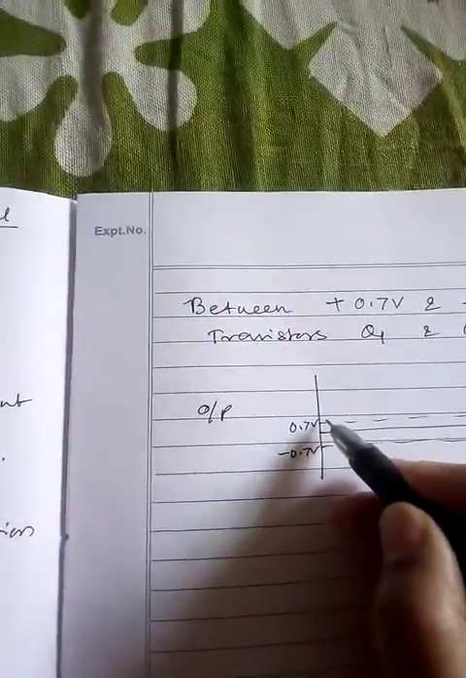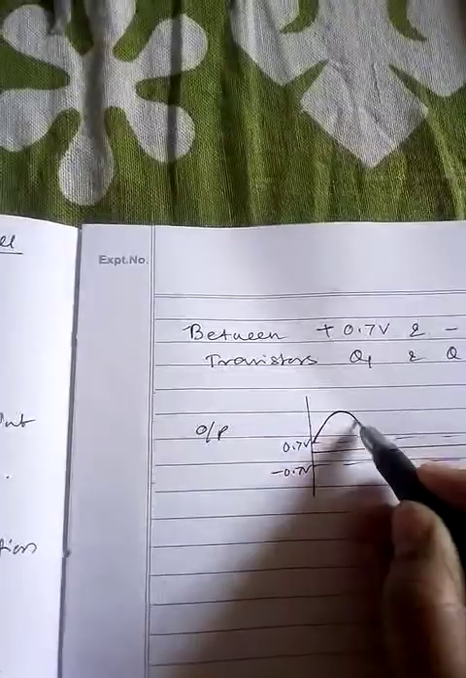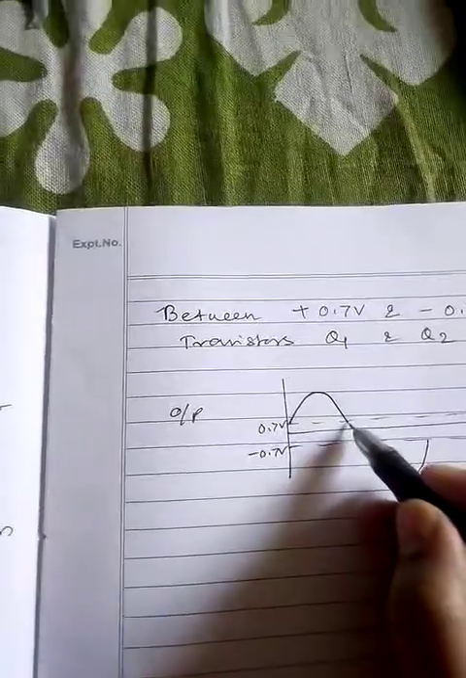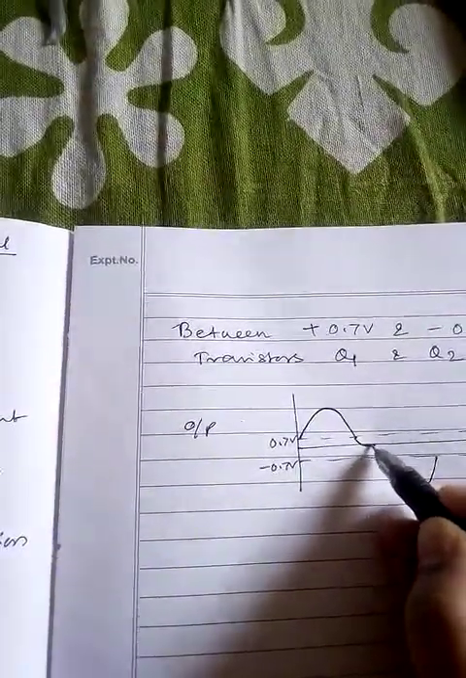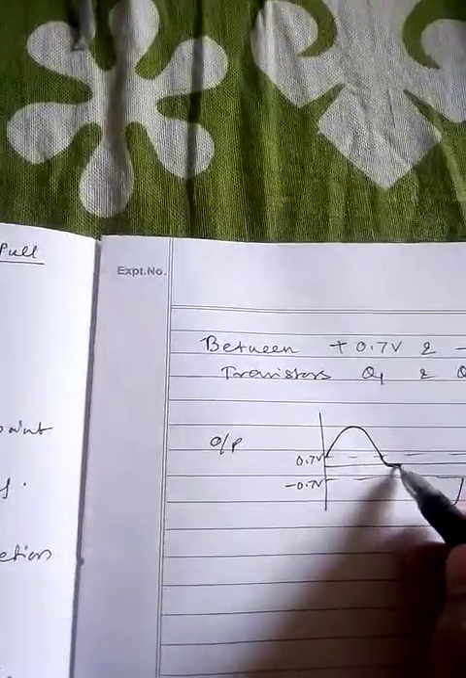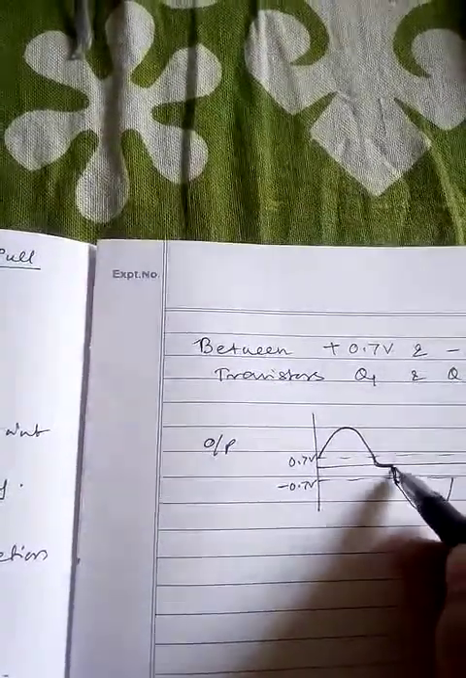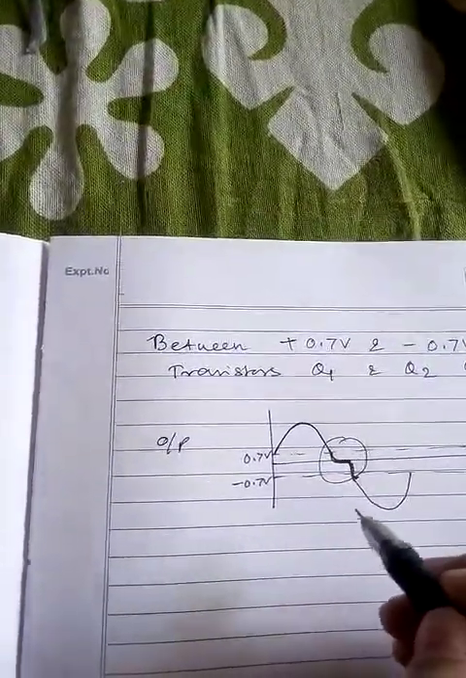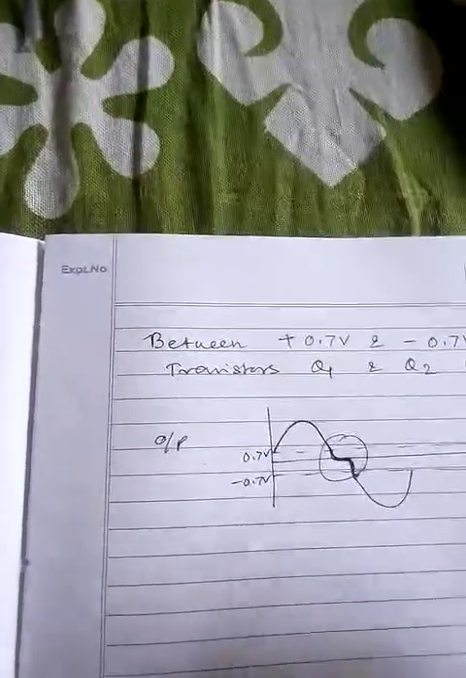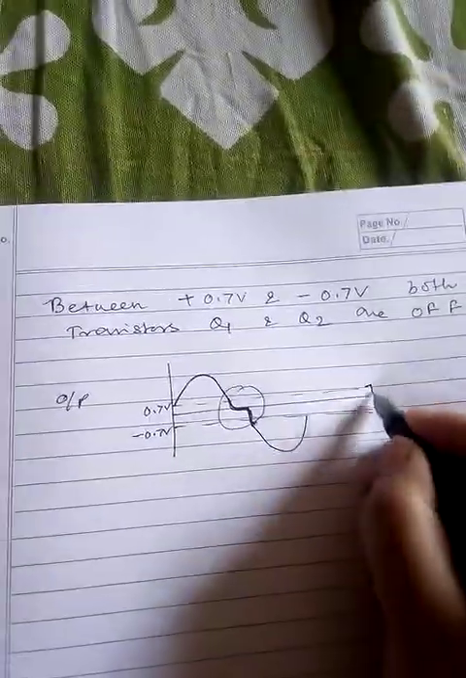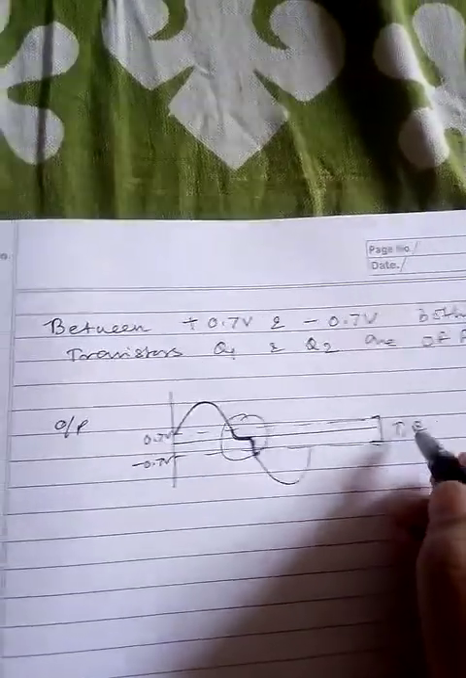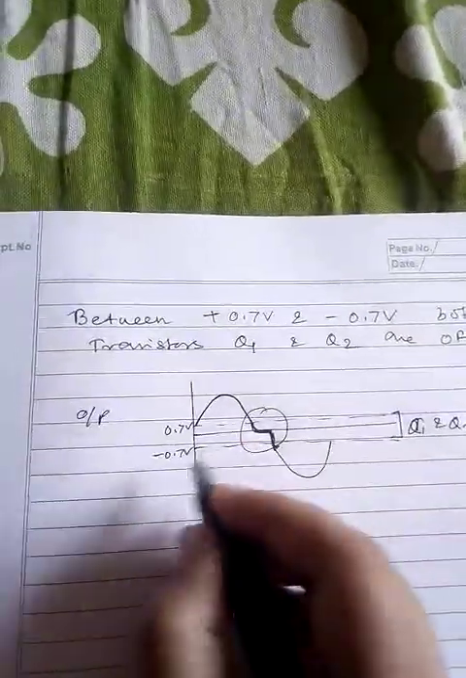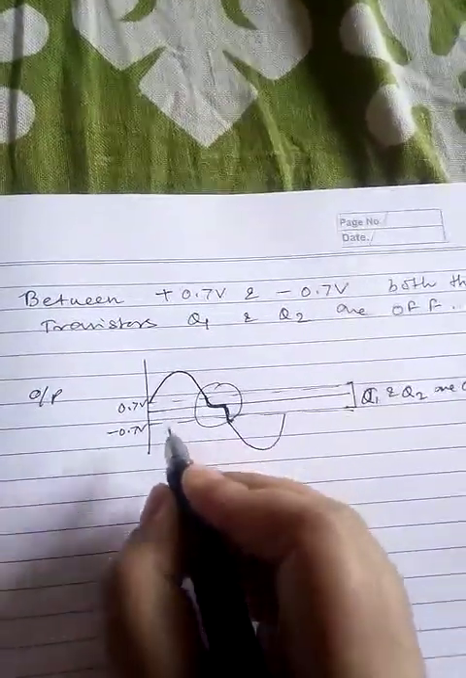So above 0.7 volt Q1 will be on and below minus 0.7 volt Q2 will be on, but between them there will be no current. It means from here to here the current will be 0, and therefore this type of output is obtained, which we call crossover distortion. Between these, Q1 and Q2 are both off. So this is happening, and this is known as crossover distortion.